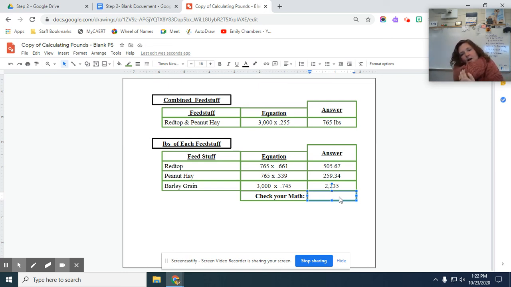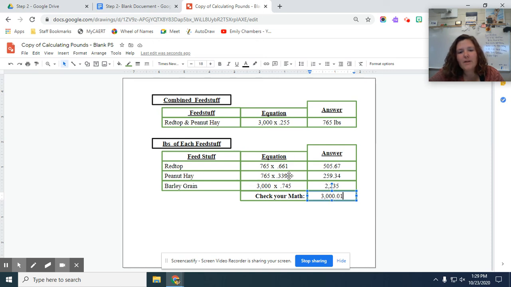Quick math real quick. 2,235 plus our 259.34 plus our 505.67 gives us 3,000. I must have done math wrong. Hold on. Sorry, it took me a while. I don't know why I apologize. It's been like a second. But when you add them up, they do equal 3,000.1.